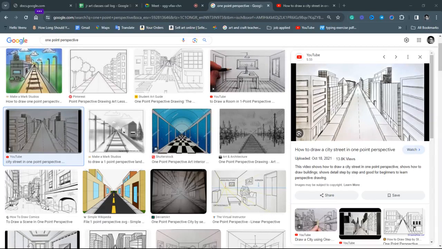So the next drawing is here, guys, and now you are going to do this one point perspective drawing.